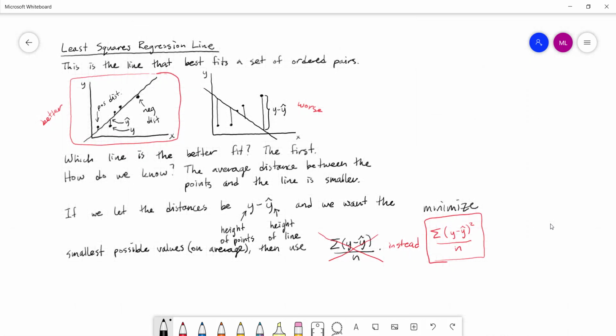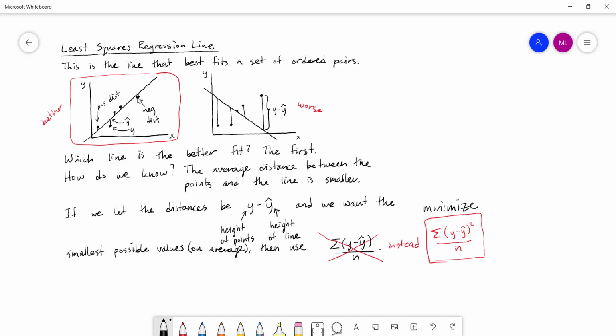Hopefully that makes some sense. That would give us a much bigger number in this case than in this case, and we would have a measure that says, yes, this is a much better line than this one, because this number we'd get out of this formula here would be much larger in this case when we square all these numbers and add them up than over here if we square all these distances and add them up. Okay. So this is the idea behind how a least squares regression line is computed.